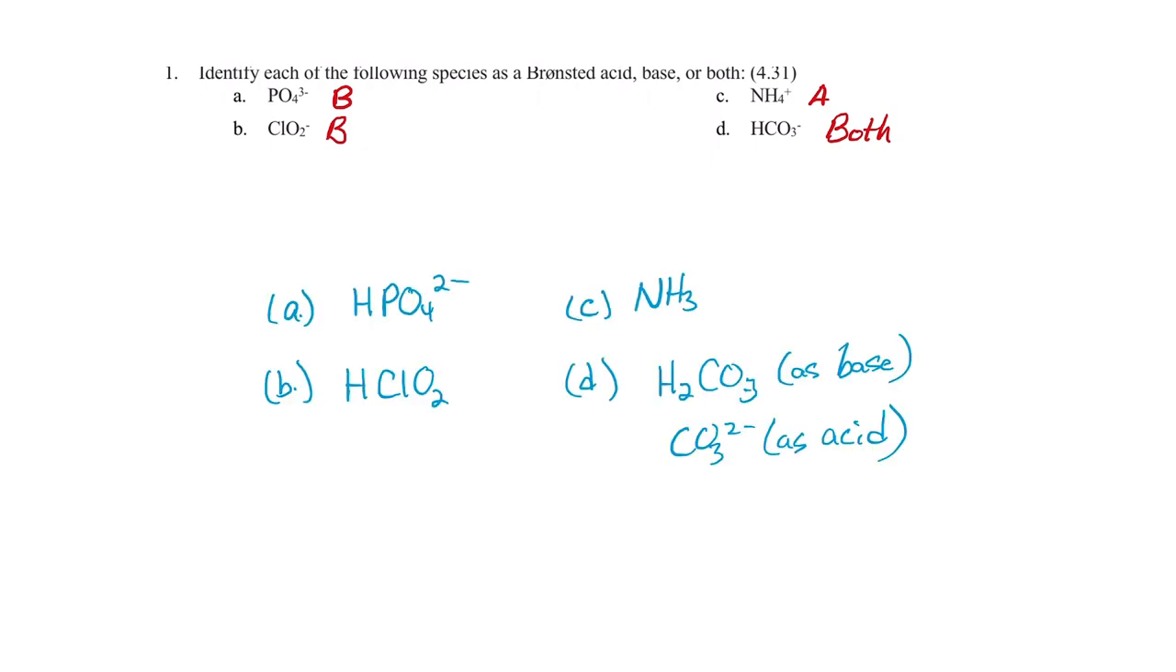And if we look at what we get in each situation, letter A, if it accepts a proton, we'd get HPO4 2-. In letter B, if it were to accept a proton, we would get HClO2. And letter C, if it were to donate a proton, we'd be left with NH3. Letter D, if it donates a proton, we end up with the carbonate ion. And if it accepts a proton, we end up with hydrogen carbonate.